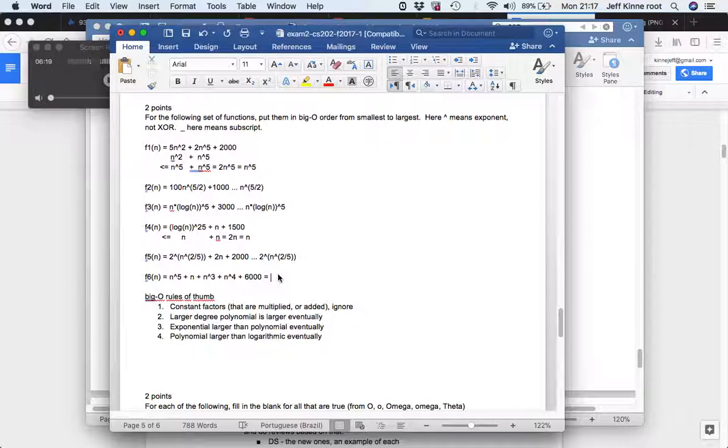Okay, so for the last one, the rule of thumb says a larger degree polynomial wins. So n to the 5th is going to be larger eventually than all the rest of these. So this is big O less than or equal to n to the 5th times how many were there? 1, 2, 3, 4. Throw that one in if you want. That's 5. There's 5 terms. Eventually they're all less than or equal to n to the 5th. Then we can throw that constant away because we're multiplying it up front. So this is really big O of n to the 5th.